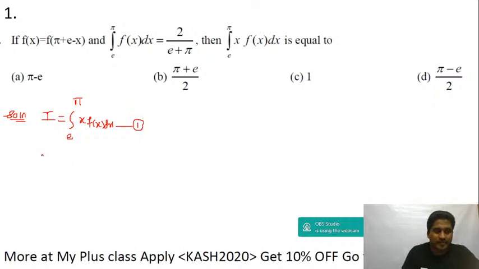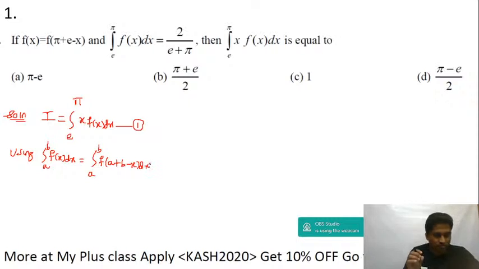I'm going to use the property that the integral from a to b of f of x dx is equal to the integral from a to b of f of a plus b minus x dx. That is, change x to lower plus upper minus x.